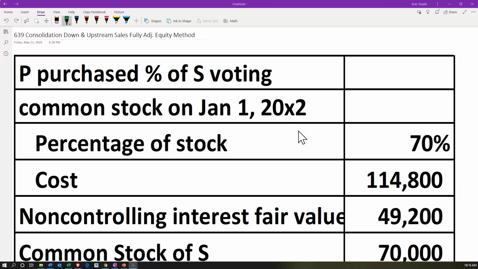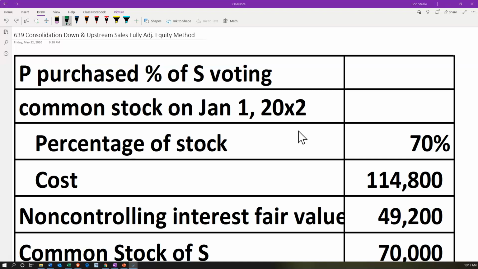Here is our data. We're going to read through the data first, and then as we go through the practice problem, we'll be pulling pieces of the data as we go. So it's going to be a long piece of data. We'll go through it all at once, and then we'll go back through the pieces as we work through the problem. So P purchased a percentage of S voting stock. P is going to be the parent. S is going to be the subsidiary.